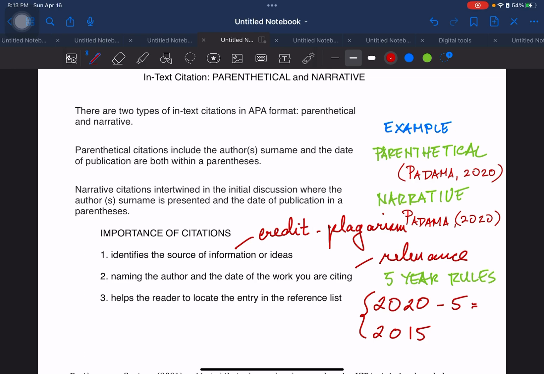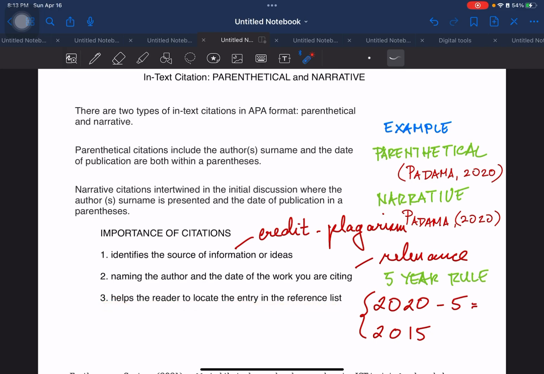Okay, so that is how you use the 5-year rule. Okay, so this is just the 5-year rule. Okay, next, number 3, it helps the reader locate the entry in the reference list.